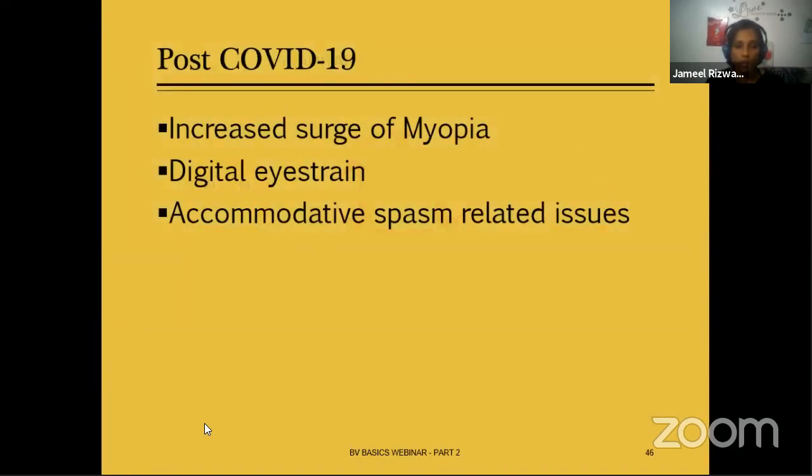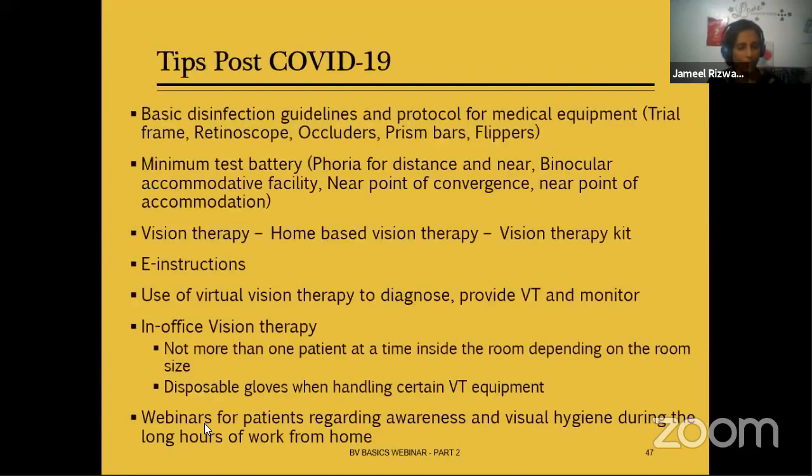There is going to be an increased surge of myopia. Last episode we discussed digital eye strain, and now accommodative spasm. Okay, so all this is going to really come up. And how do we do it? These are some of the tips. We can take it as a separate session also, but this is a small part of the SOP that we wrote for our clinic at Nethralaya.